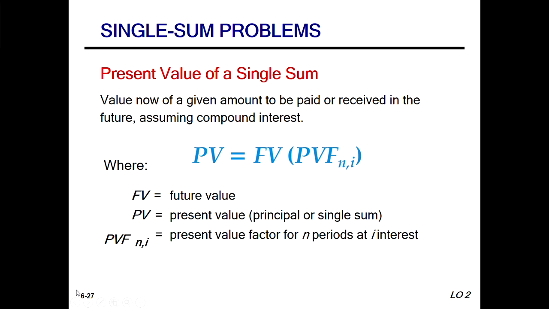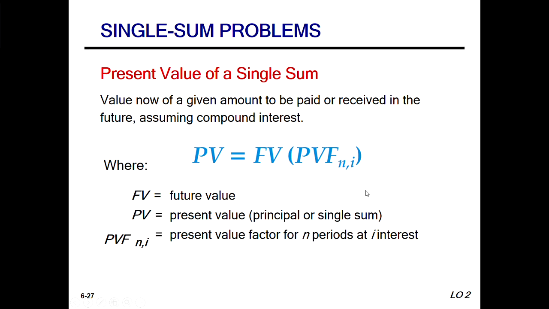Okay, so we went through and figured out what the future value of a single sum is. Now we're going to look at how to calculate the present value of a single sum. So remember, the unknown is what it's currently worth. We know what it's going to be worth in the future. We want to know what it's worth right now. This is the value of a given amount to be paid or received in the future, assuming compound interest.